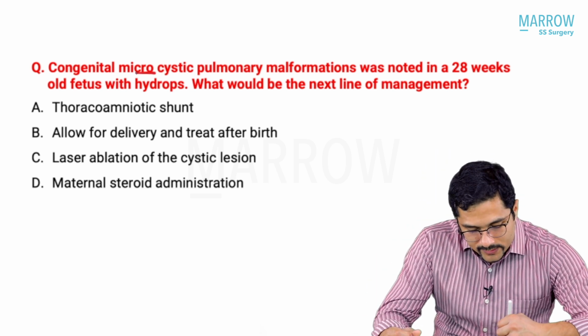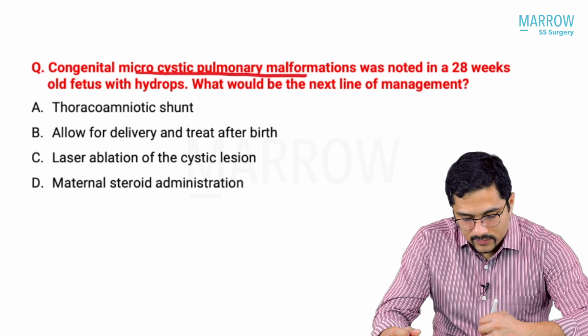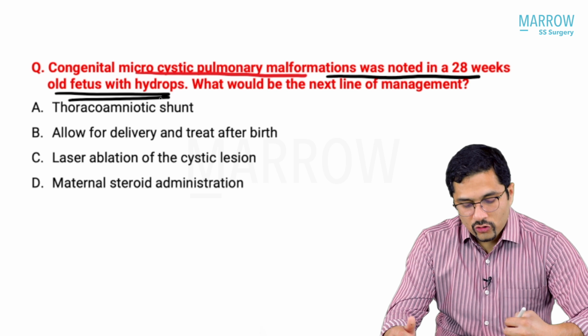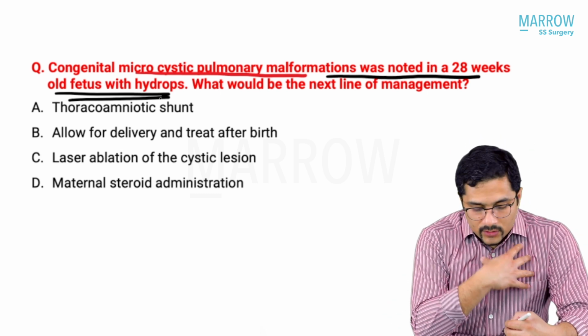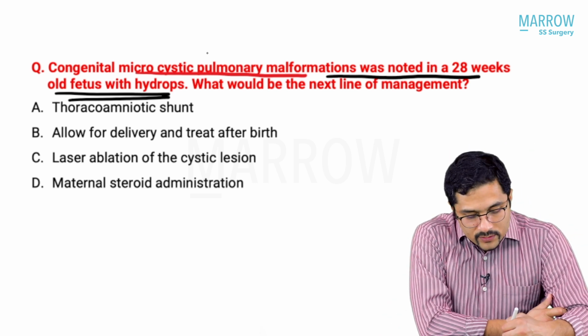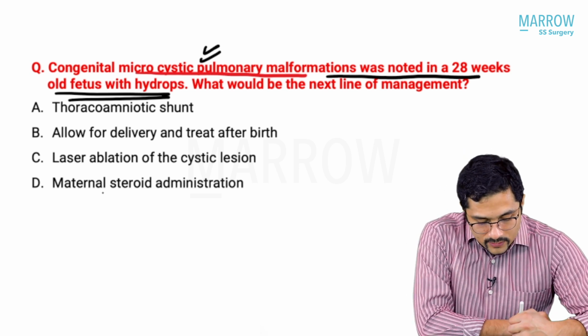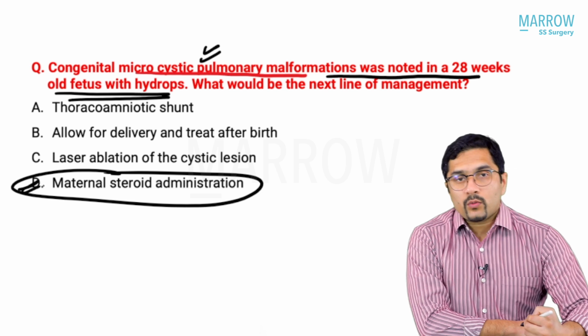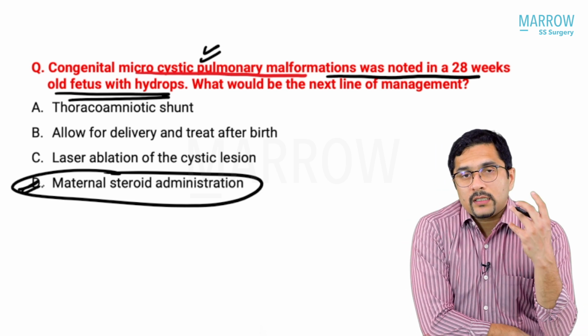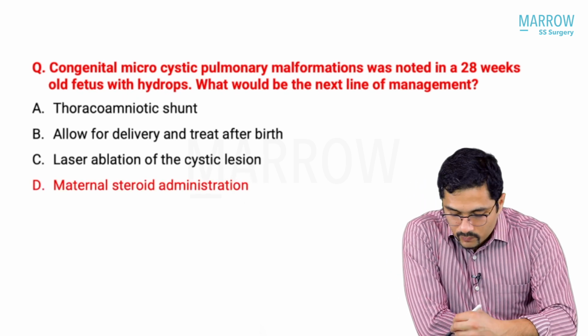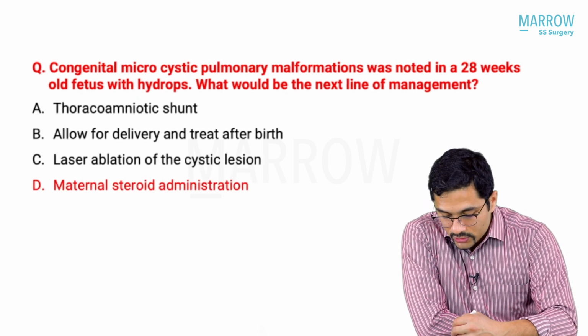Congenital microcystic pulmonary malformation was noted in a child at 28 weeks with hydrops. So, if the lungs are not developing properly and you have these microcystic pulmonary malformations, you know that steroid administration would help in proper lung maturation and will help in this condition, right. So, in these patients, you will do maternal steroid administration.